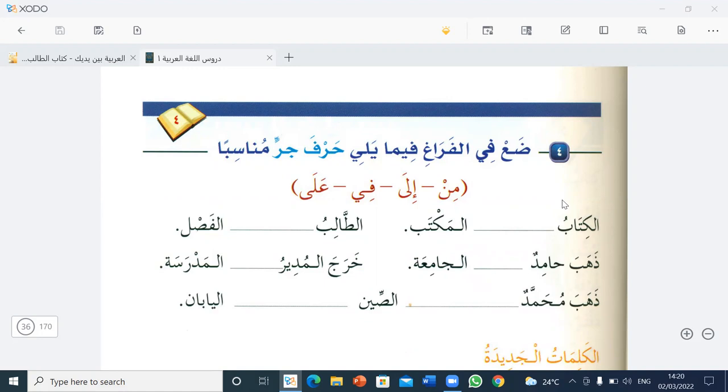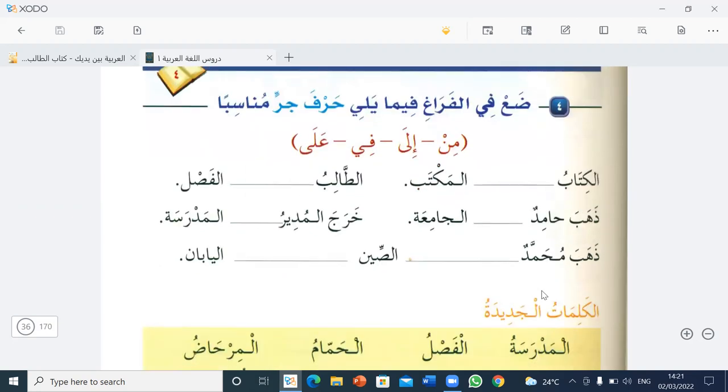Harf-ı çar, propositions. So here is: da'a fil murabbi'il munabbi'il fima yali harf-ı çar munasiban. So harf-ı çar is min, ila, fi, ala. Those are called harf-ı çar. So here you have to put the suitable propositions in the following empty spaces here.